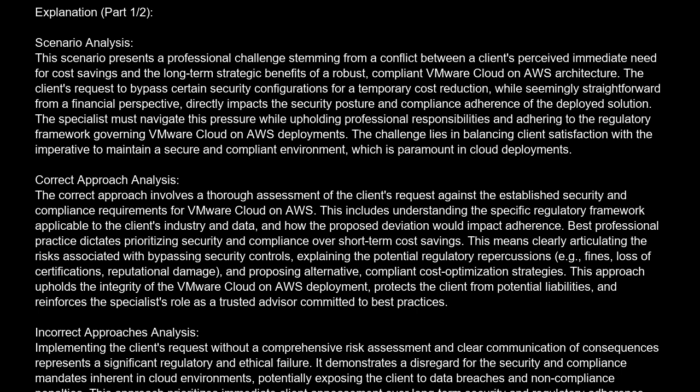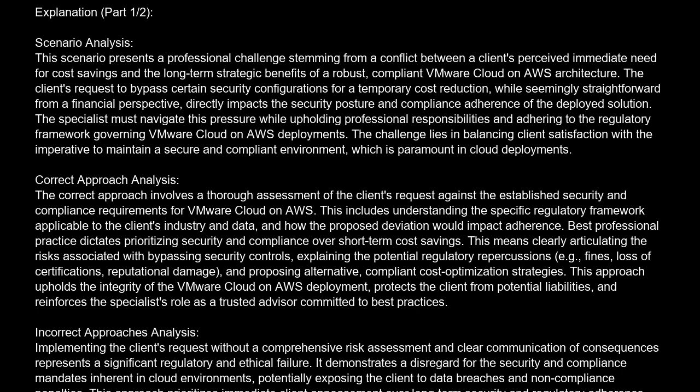Explanation. Scenario analysis. This scenario presents a professional challenge stemming from a conflict between a client's perceived immediate need for cost savings and the long-term strategic benefits of a robust, compliant VMware Cloud on AWS architecture. The client's request to bypass certain security configurations for a temporary cost reduction, while seemingly straightforward from a financial perspective, directly impacts the security posture and compliance adherence of the deployed solution.